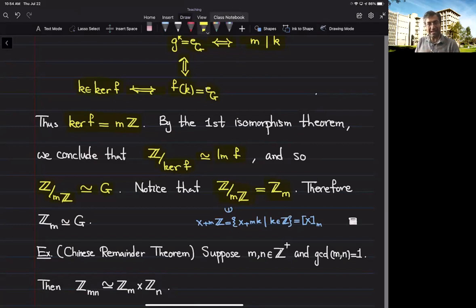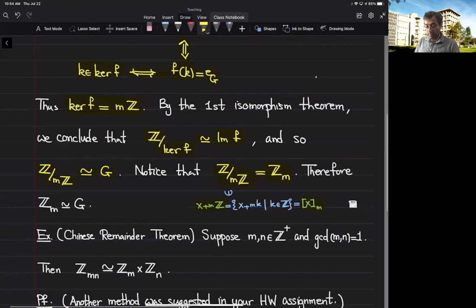The same way that we add these elements, that's exactly how we add these ones, by adding their representatives. Therefore, the group of integers modulo m is isomorphic to the cyclic group G.